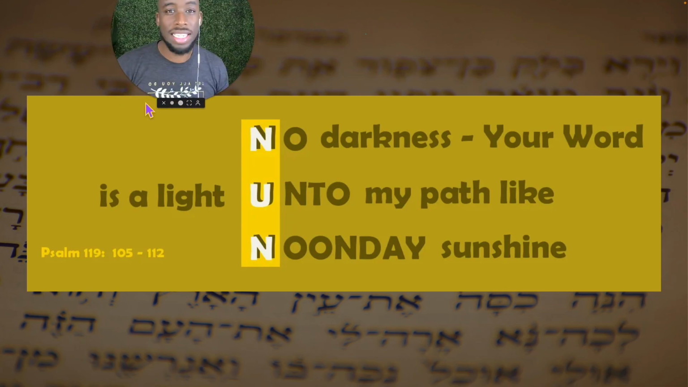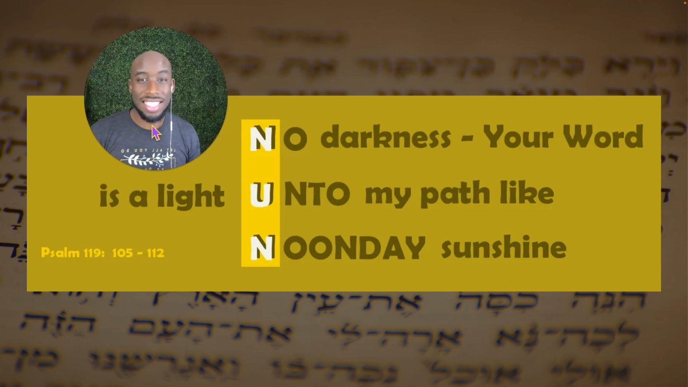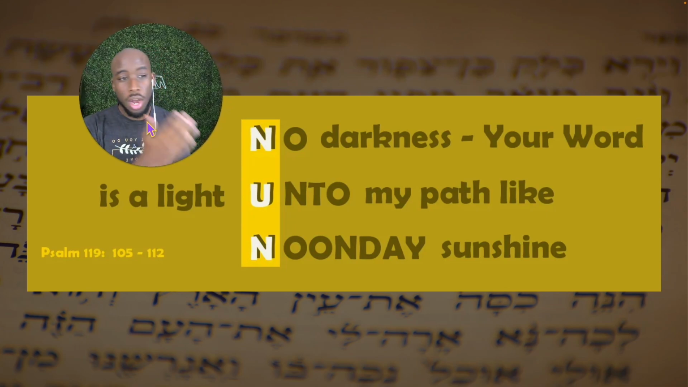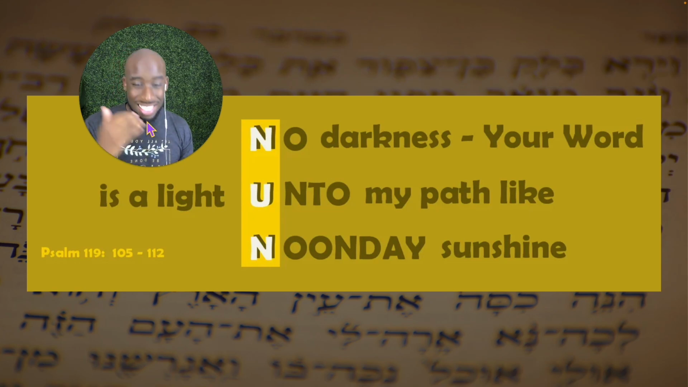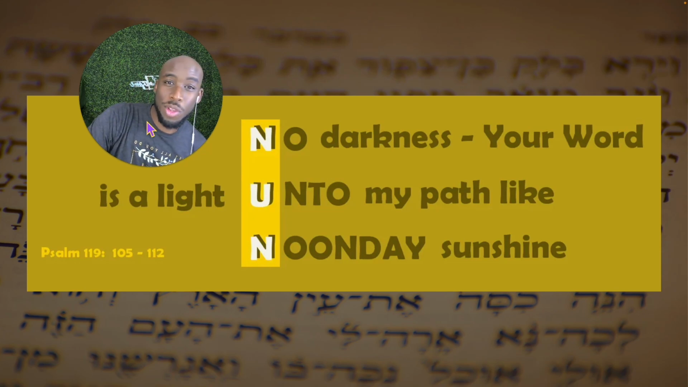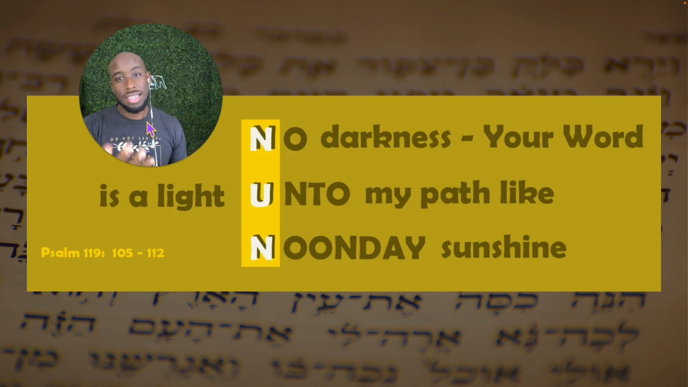And as promised, here is the acrostic for this letter. We put no darkness. Your word is a light unto my path, like noonday sunshine. Hottest part of the day is noon. This is a great way to summarize this passage that David wrote about the letter Noon. No darkness. Your word is a light unto my path, like noonday sunshine. Look at that. And that is Mem and Noon for you.